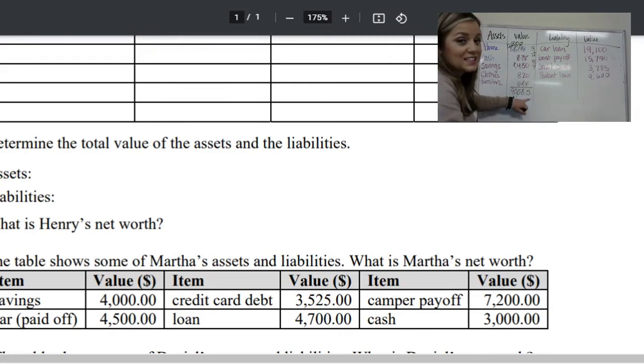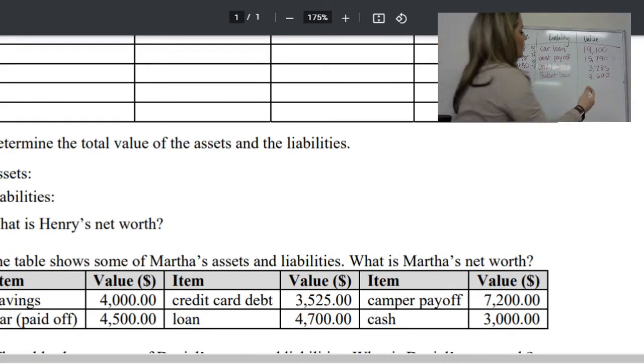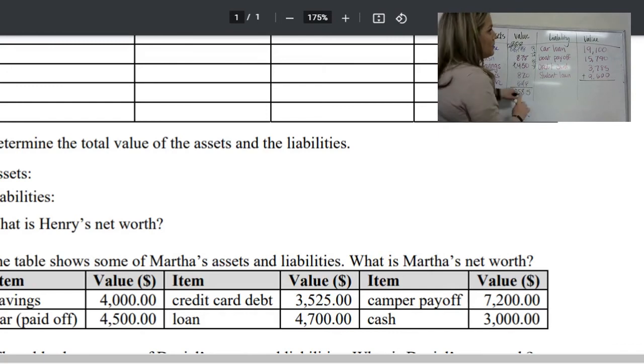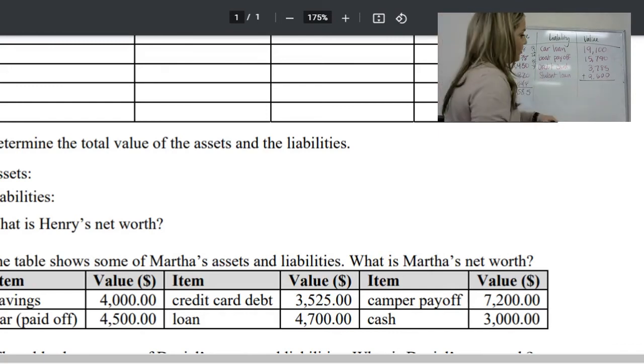So he has $90,585 in assets, that he's worth. Let's see how much he owes to people. You always want this number, your assets, to be larger than your debt value, your liabilities.